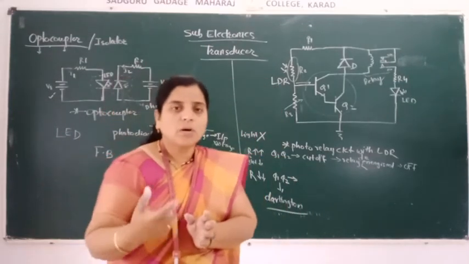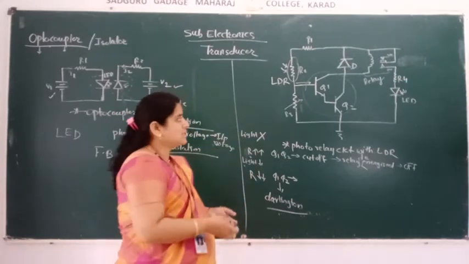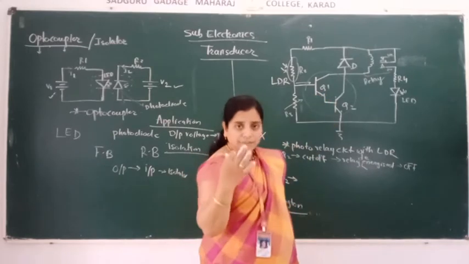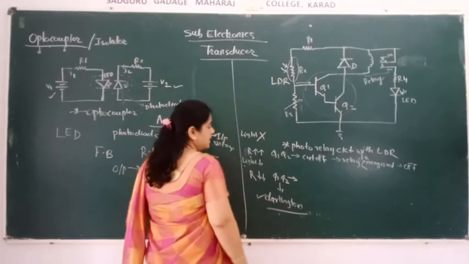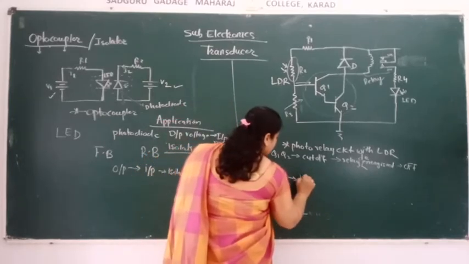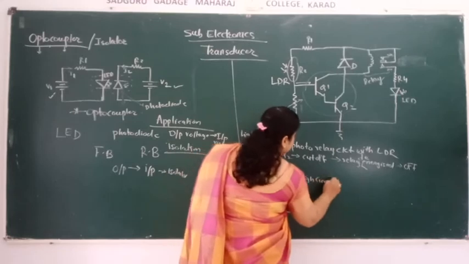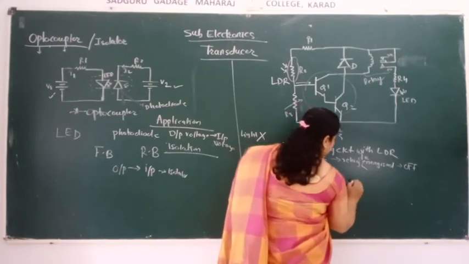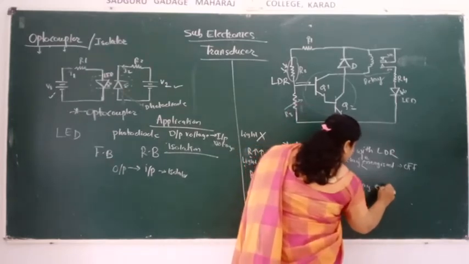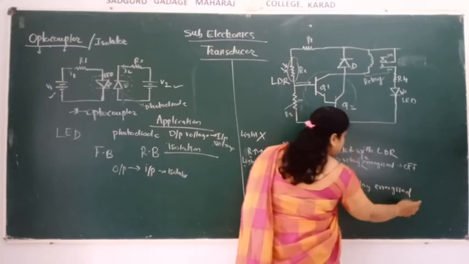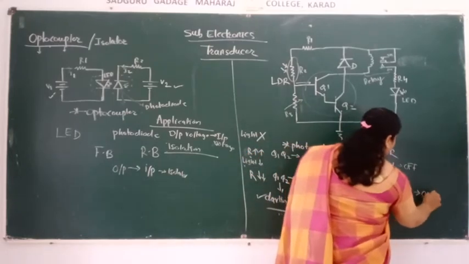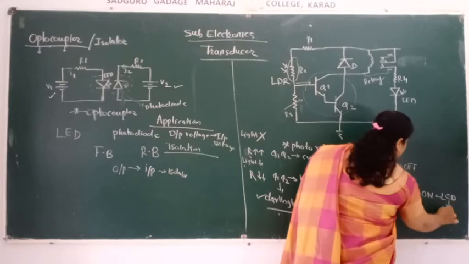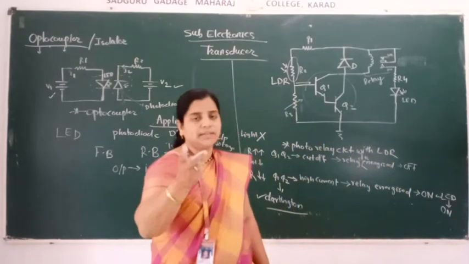Emitter connected to the base of the next transistor means high current will flow. If it is a Darlington pair, then it gives high current. Because of the high current, the relay will be energized, meaning the relay will be in the on condition, and the LED will also be on. These two conditions, you understand?